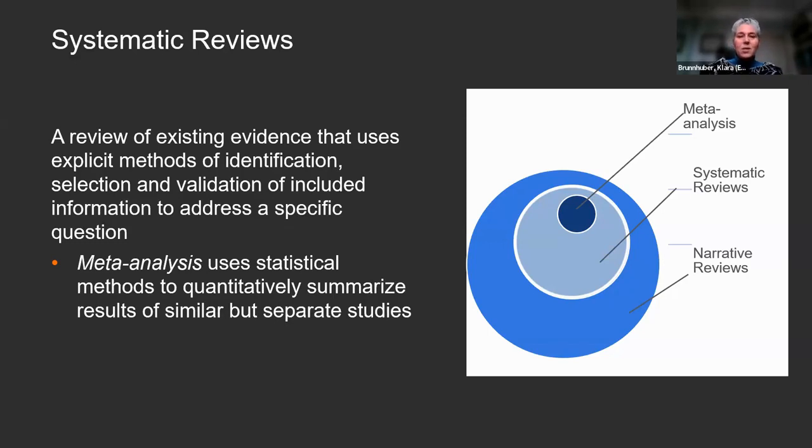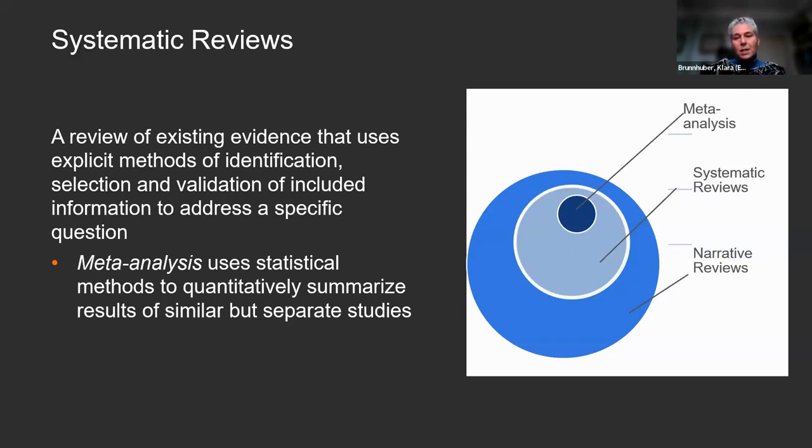A meta-analysis uses, as it says here, statistical methods to quantitatively summarize results of similar but separate studies. So it means that you have identified studies that are so similar that their results can be brought together through statistical means in order to then be expressed as a shared or a combined effect size.